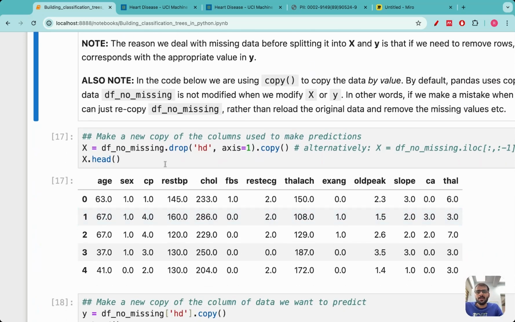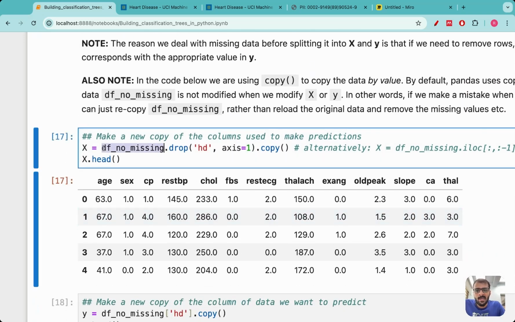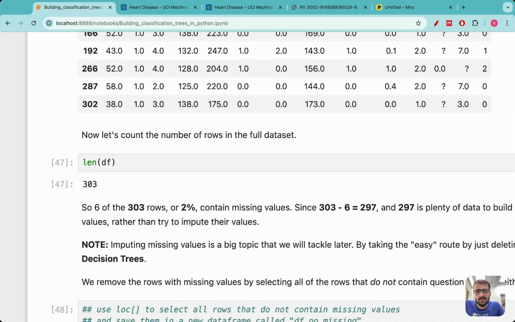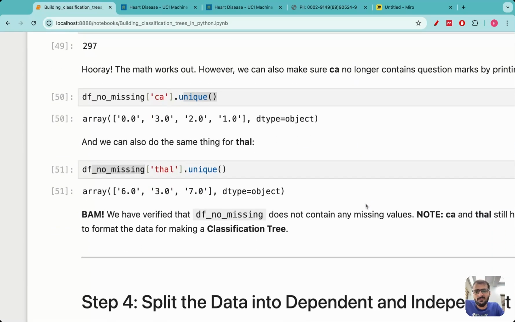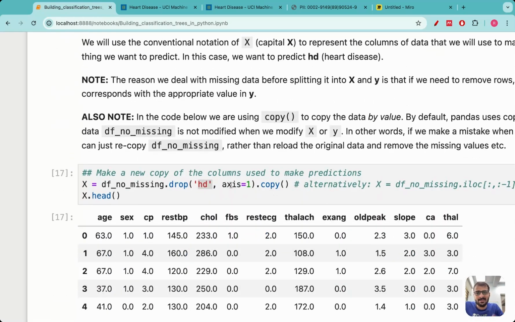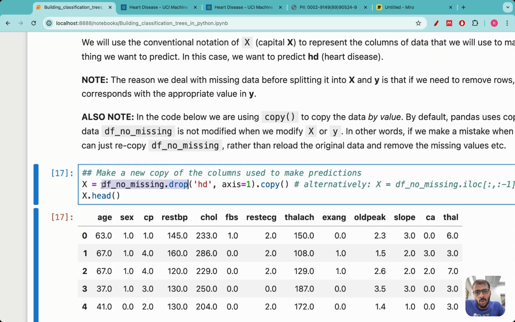Now, what we do over here is that we take the df no missing and we use this pandas command called drop. So df no missing dot drop. We drop the HD column, which is the heart disease, which is the last column. Let me show this to you visually. So this was our data, right? We don't need this column in the X because that's our prediction. We want to predict whether heart disease is there or not. We only need these 13 columns. So we are going to drop this column from the data set for constructing the X data. So X is df no missing dot drop, and we drop the variable named HD.